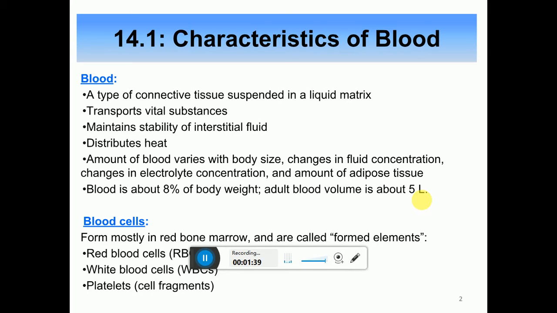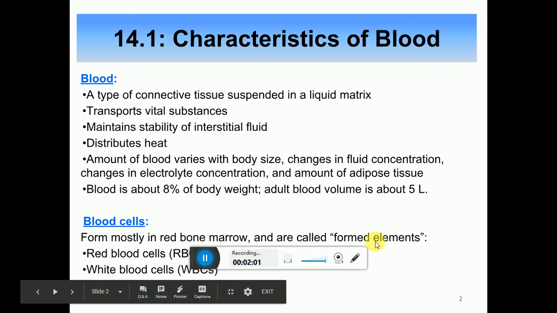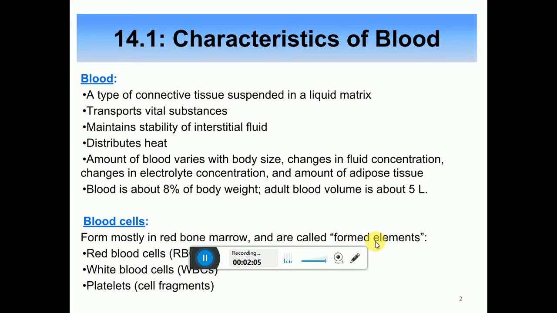The blood cells, which we call formed elements, are made mainly in the red bone marrow, and those are the red blood cells or erythrocytes, white blood cells or leukocytes, and platelets. You really need to be familiar with both names. And it says here that platelets are cell fragments, and you'll see where that name comes from.